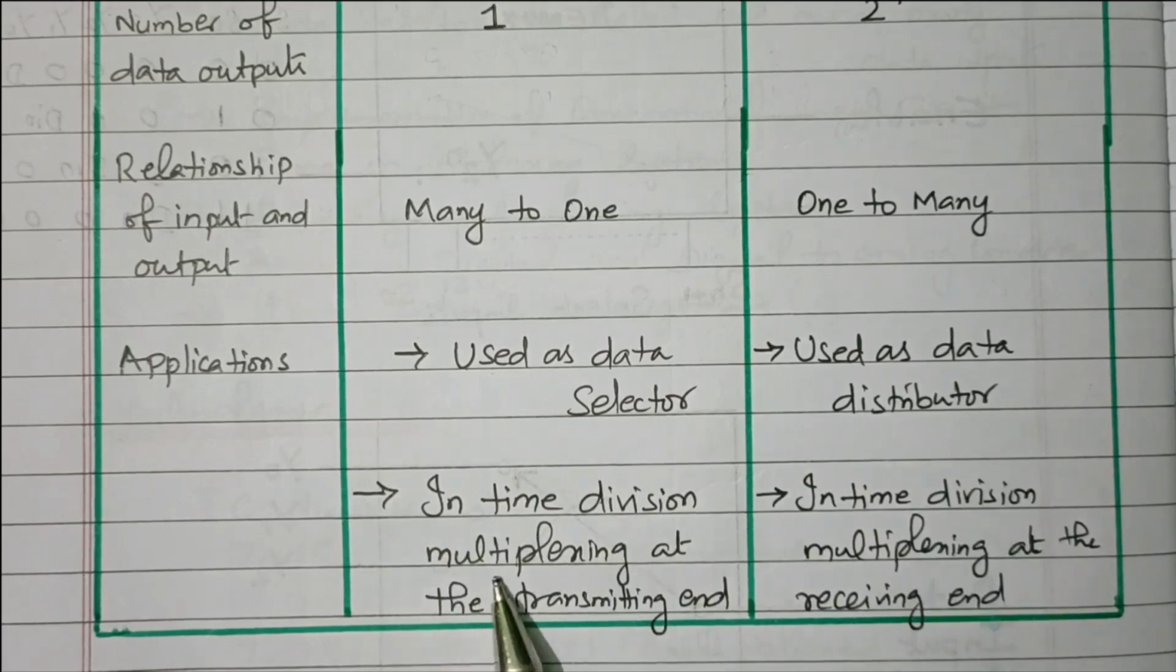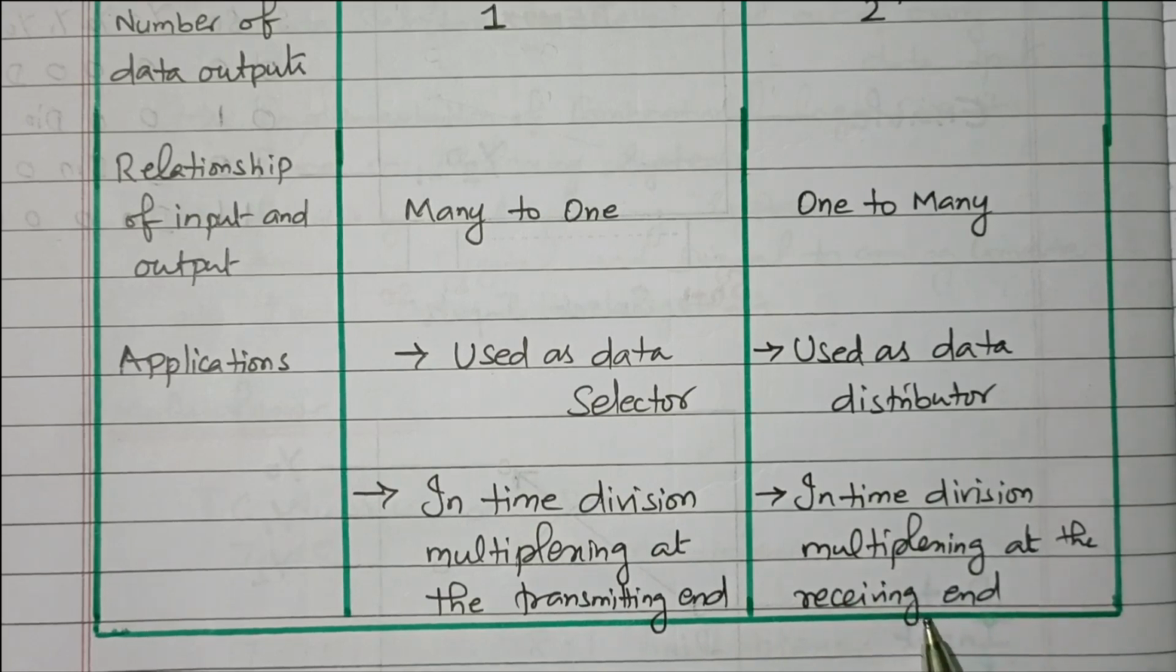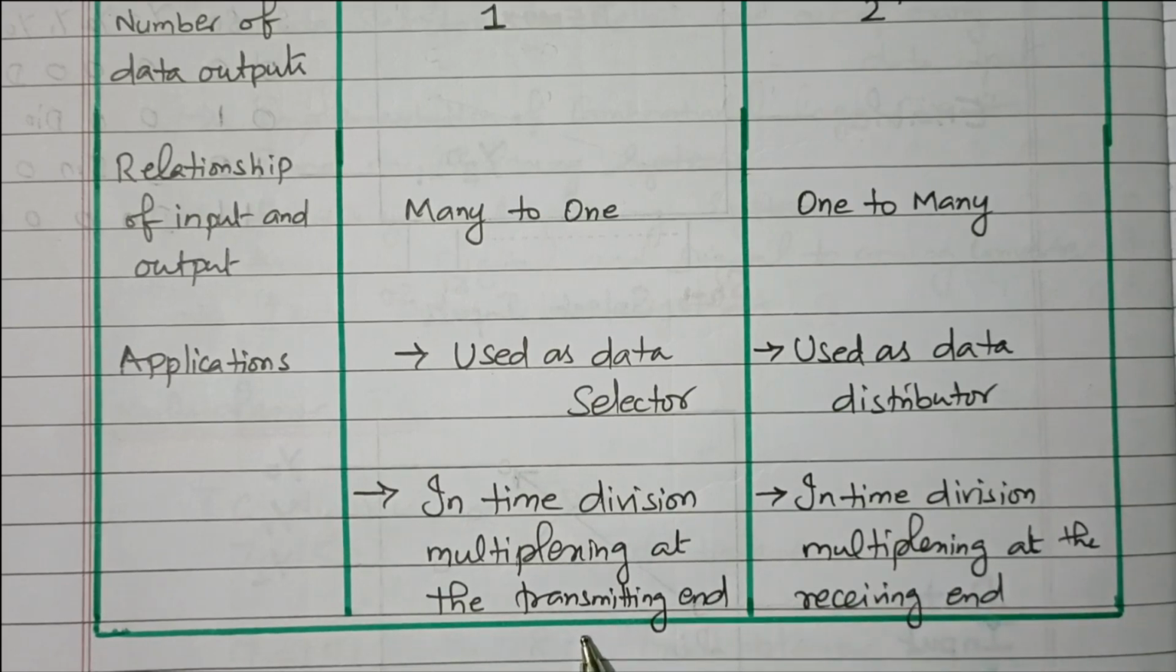In time division multiplexing at the transmitting end, we use the multiplexer, where 2 to the power n inputs are available at the input end. In time division multiplexing at the receiving end, we are using the demultiplexer, because 2 to the power n outputs are available at the receiving end. So we can go for time division multiplexing at the transmitting end, that is 2 to the power n inputs, and at the receiving end, that is 2 to the power n outputs, right? So this is the application of the multiplexer and demultiplexer.